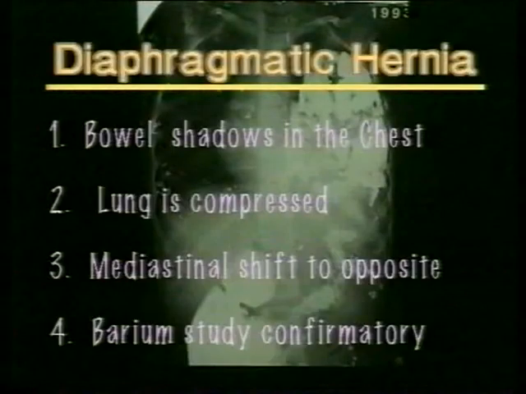This is another barium meal X-ray showing intestinal coils filled with barium in the left hemithorax, a diaphragmatic hernia. So the radiological features of diaphragmatic hernia are presence of intestinal coils in the chest, compression of the lung, and shift of mediastinum to the opposite side. A barium study is confirmatory.